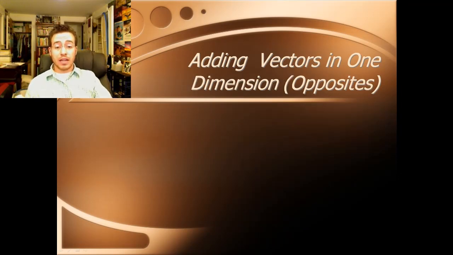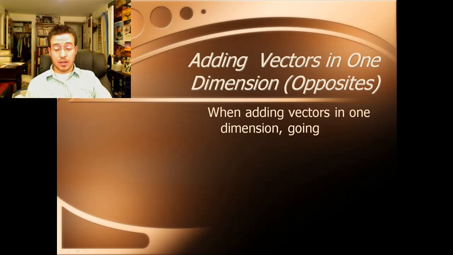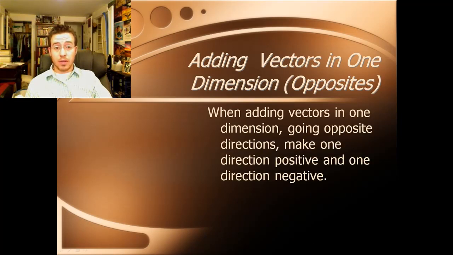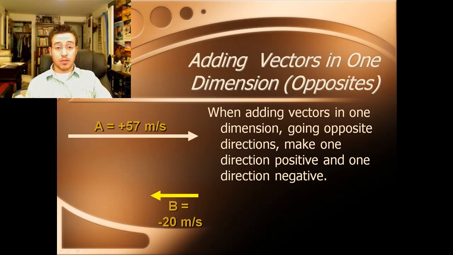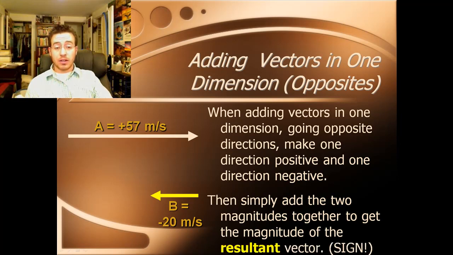Now, when adding vectors in opposite directions, I've got to make sure that I give one of them positive and one of them negative. Let's stick with our convention from earlier. Let's call to the right positive 57 meters per second, and let's call to the left negative 20 meters per second. Okay. Add the two together and it'll give me the magnitude. If I have more positive than I do negative, I'm going to end up with a more positive answer. 57 plus negative 20 is going to give me something that's positive.